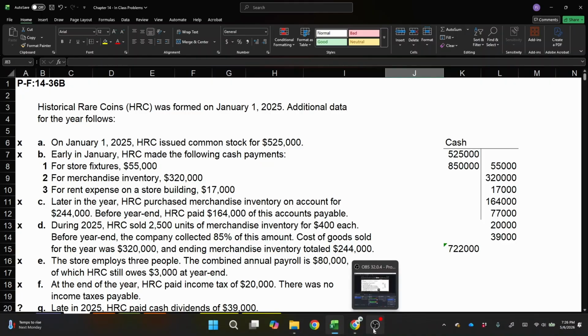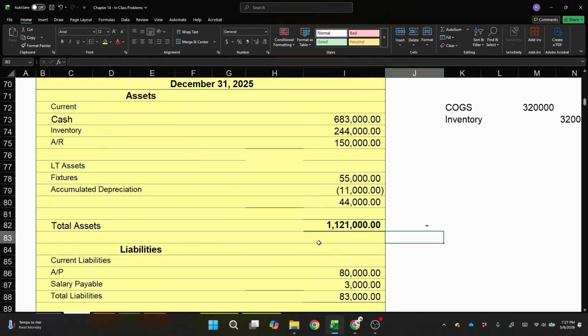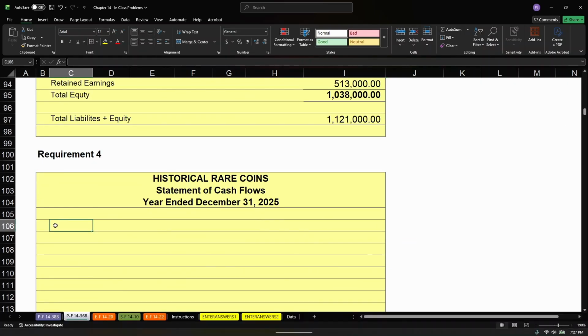I want you all to move on to the statement of cash flow. So remember, start with the operating section. You're going to start with net income, which you now have. You're going to do a depreciation expense add back. Were there any gains or losses from the disposal of assets? No, we saw the transactions, nothing there.